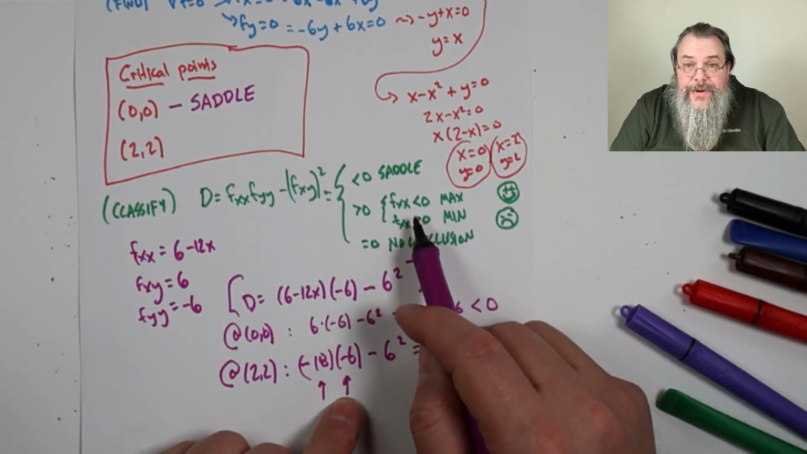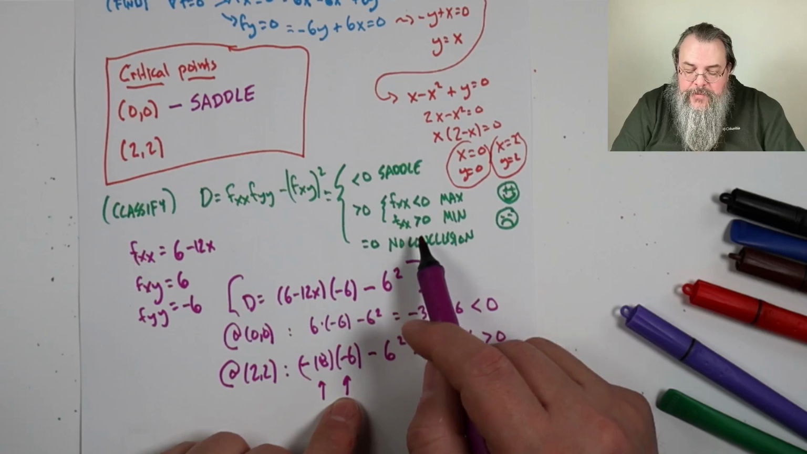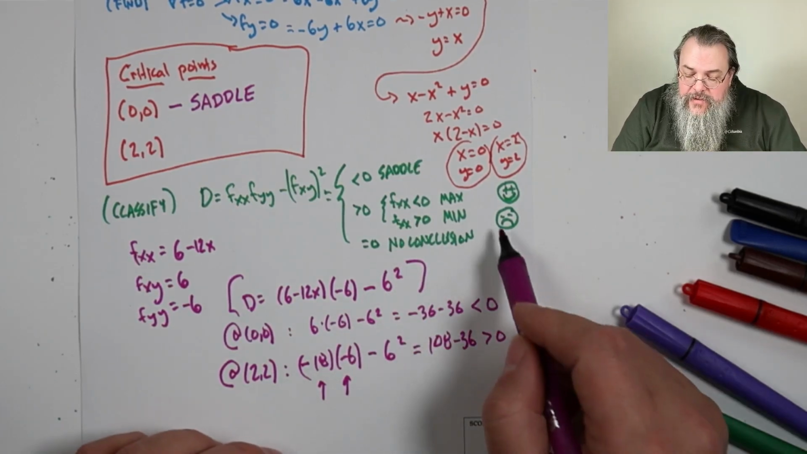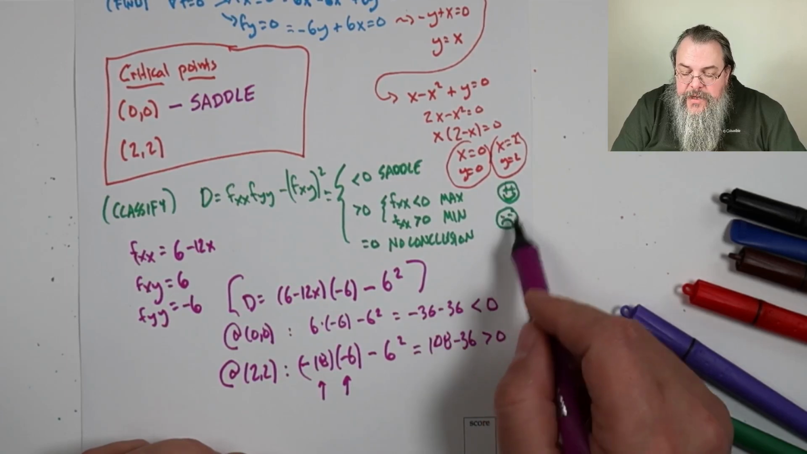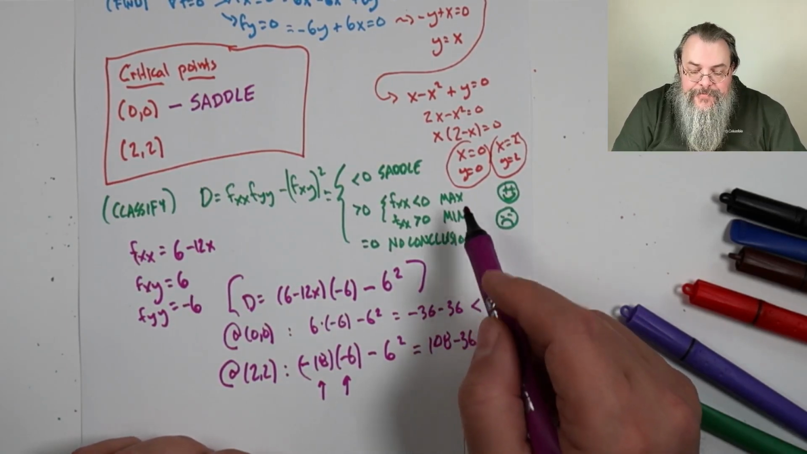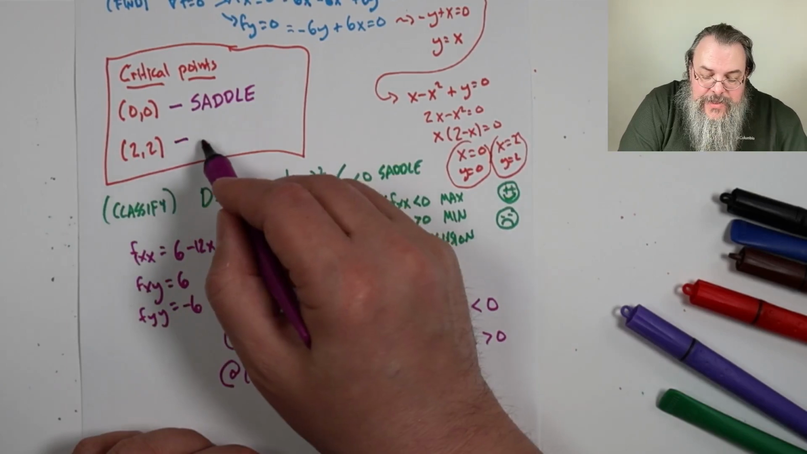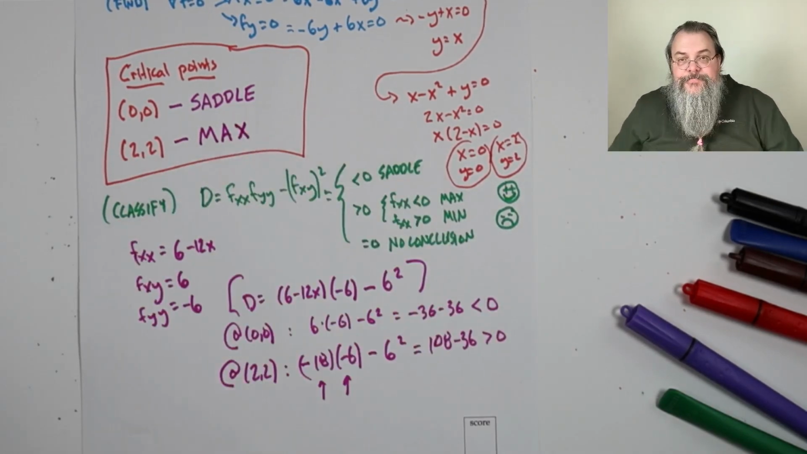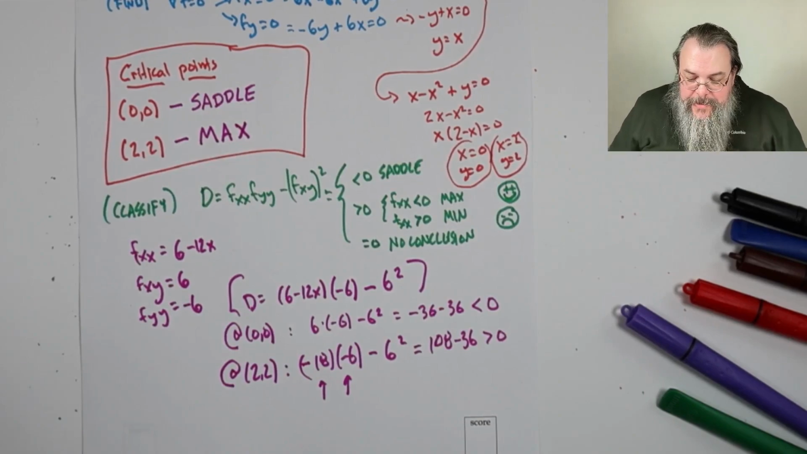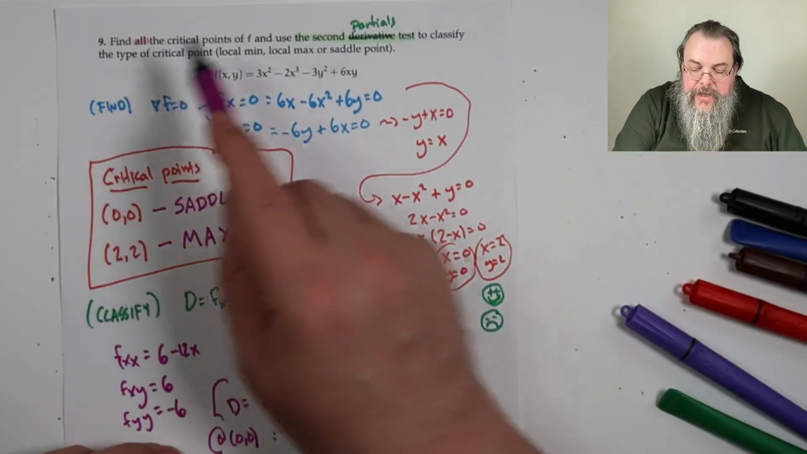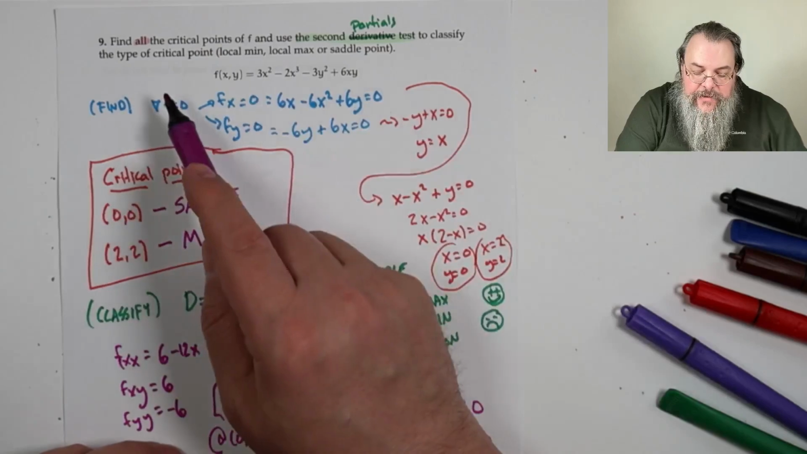You can use either one, fxx or fyy. They're negative numbers. That means we're concave down, which means that we're at a max. So (2, 2) is a local max. Okay, and there we did it, right? We found them, and we used the second partials test to classify.